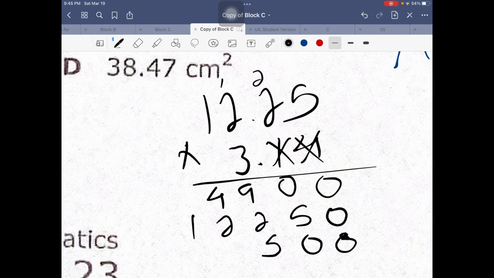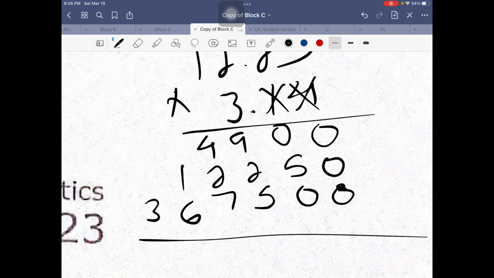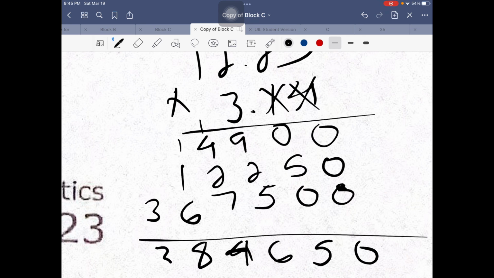5 times 3 is 15. 3 times 2 is 6 plus 1, 7. 2 times 3 is 6. And then 3 times 1 is 3. There we go. 0, 5. 9 plus 2 plus 7. Well, plus 5. 9 plus 2 is 11. Plus 5 is 16. 1 plus 4 is 5. Plus 2 is 7. Plus another 7, 14. This is a 4. Careful. 1 plus 1 is 2. Plus 6 is 8.